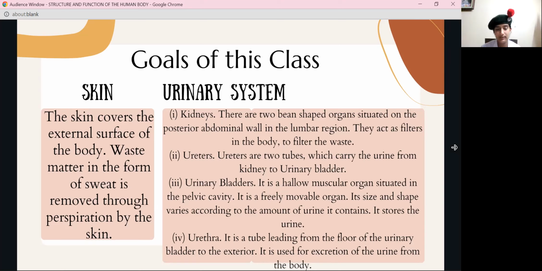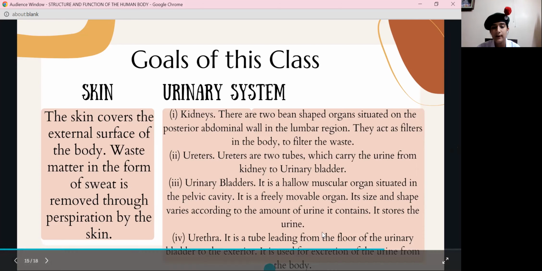It stores the urine. Fourth is the urethra. It is a tube leading from the floor of the urinary bladder to the exterior. It is used for excretion of the urine from the body. Clear?